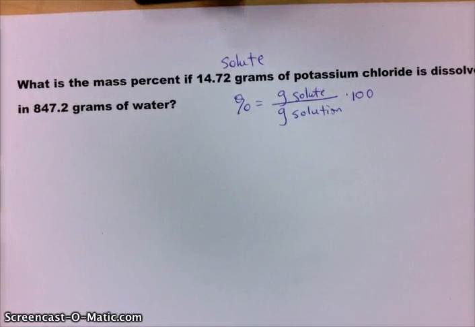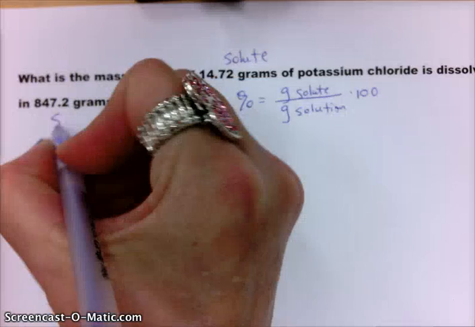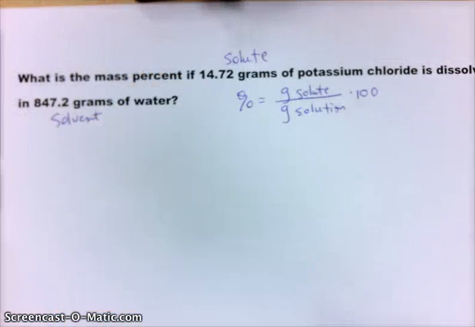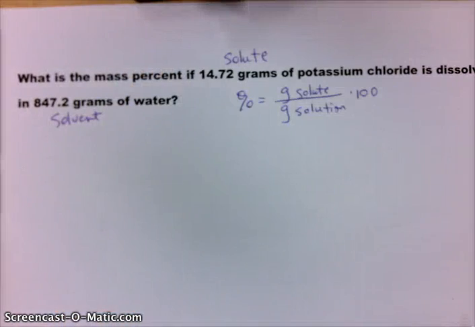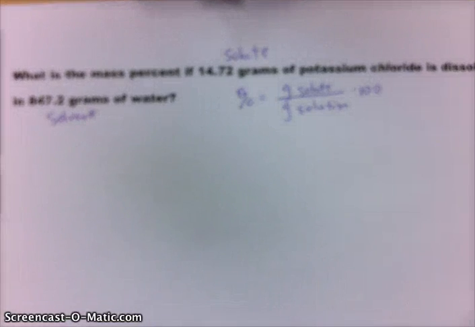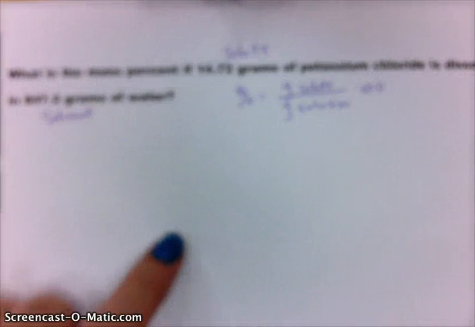847.2 grams of water, that is our solvent. Water is going to be our solvent in this problem because we have more of it than the potassium chloride. So we have identified our solute and our solvent.